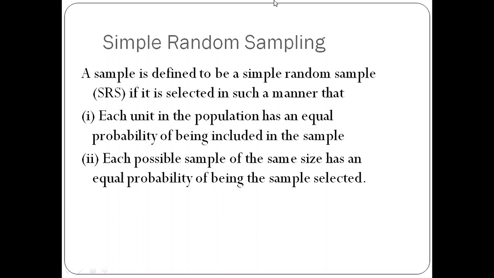Because simple random sampling is a type of probability sampling, I have told you before that in probability sampling, every unit has equal probability or equal chance. So now a simple random sample is a sample in which each unit in a population has equal probability of being included in a sample. And the second one is, each possible sample of the same size has an equal probability of being the sample selected. Now in the first part the unit was discussed, and in the second part the sample was discussed. Otherwise these two sentences have the same meaning.